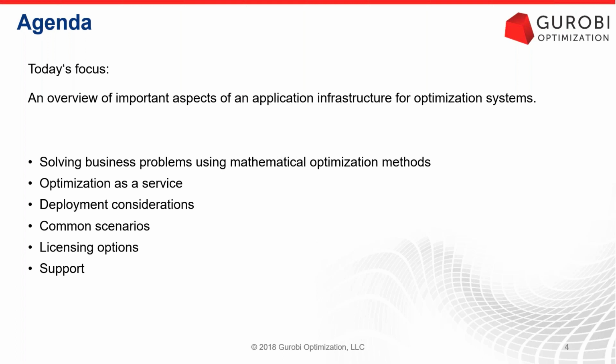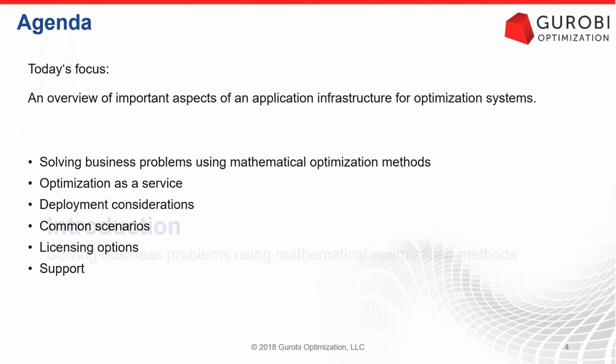In the sense that optimizing a business problem, solving an optimization model, is really, from a software engineering perspective, a service. And then we will take a look at different deployment scenarios, and also things that are helpful to consider when designing such systems. Then we take a quick look at the basic Gurobi licensing options, and of course some information on how we, Gurobi, and especially the Gurobi support team can help you.